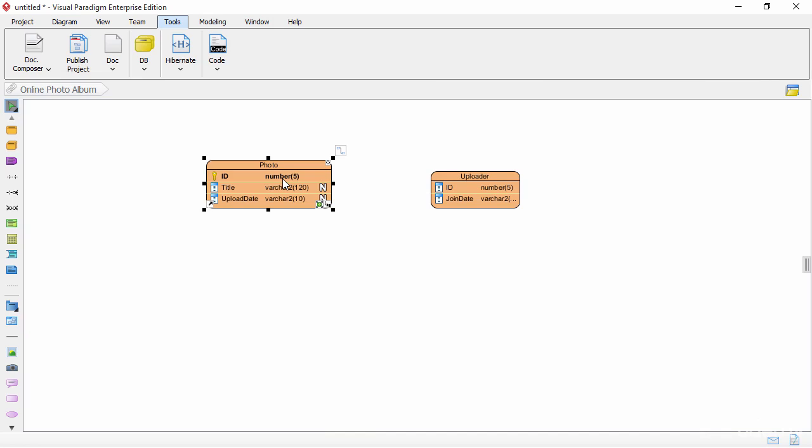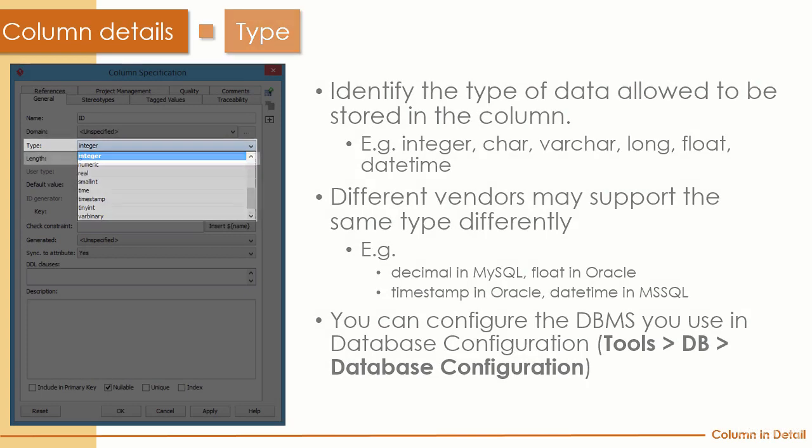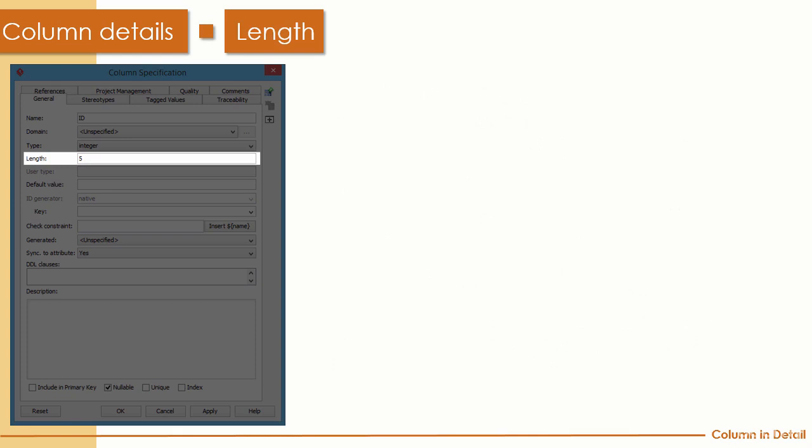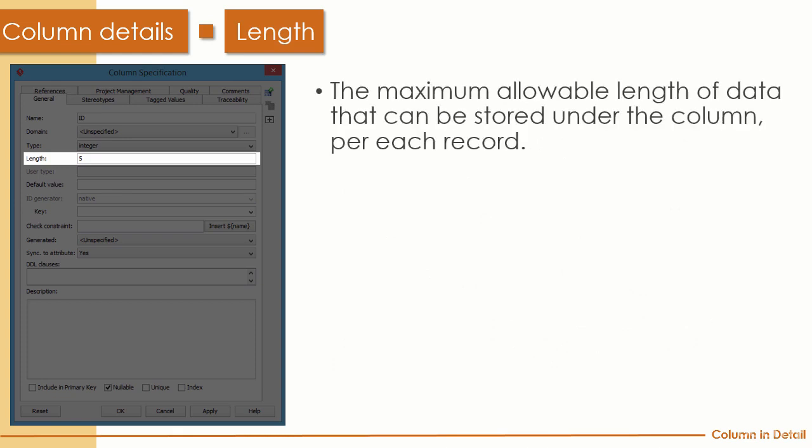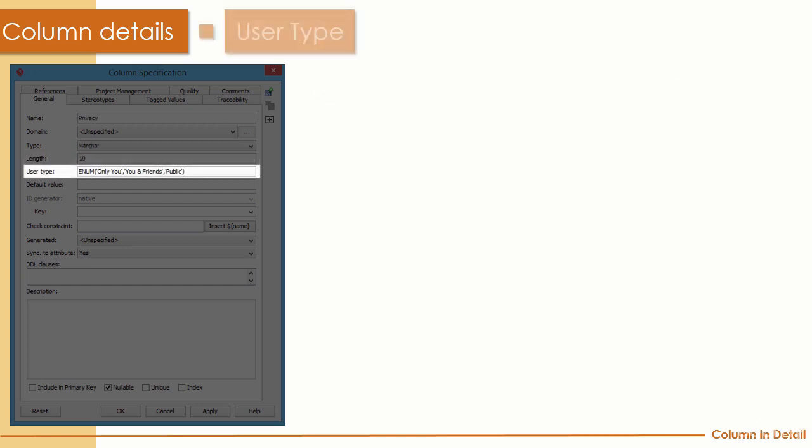So if you want to generate the database script for different types of database, it's easy and straightforward in Visual Paradigm. And then you can configure the length. The length is about the maximum allowable data to store in that column. If you're talking about varchar, that means how many characters you can put into this column.